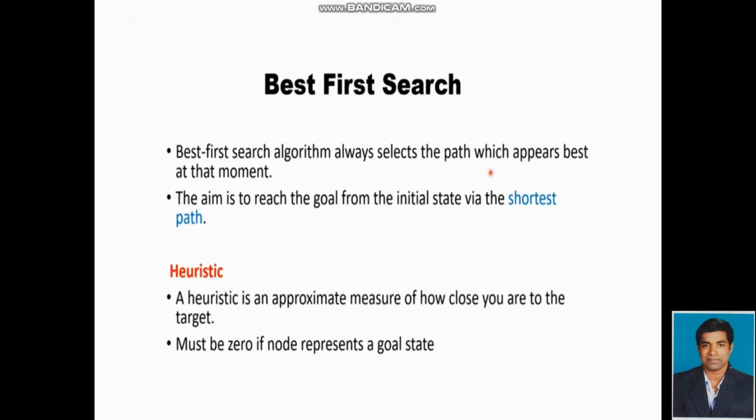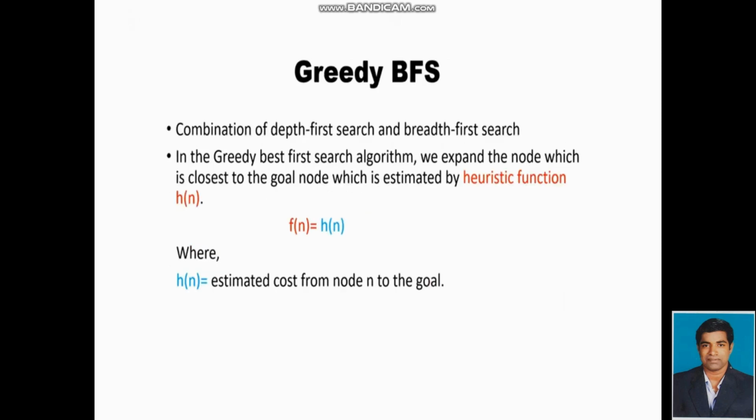Best first search. The best first search algorithm always selects the path which appears best at the moment. The aim is to reach the goal from the initial state via the shortest path. Heuristic search: a heuristic is an approximate measure of how close you are to the target. It must be 0 if the node represents a goal state.